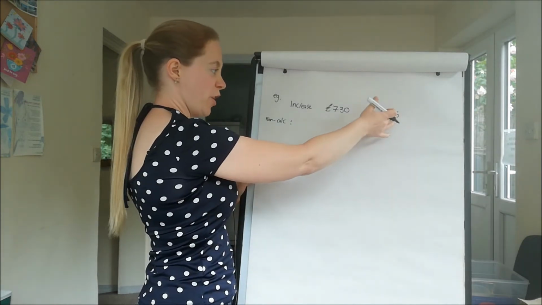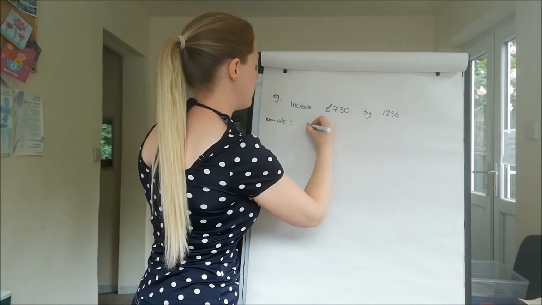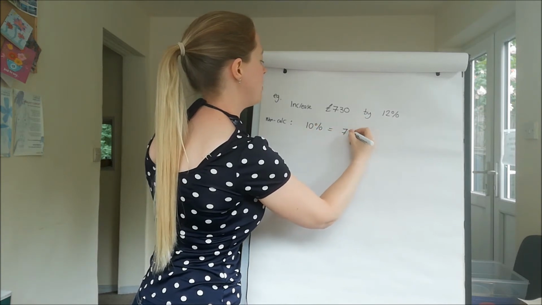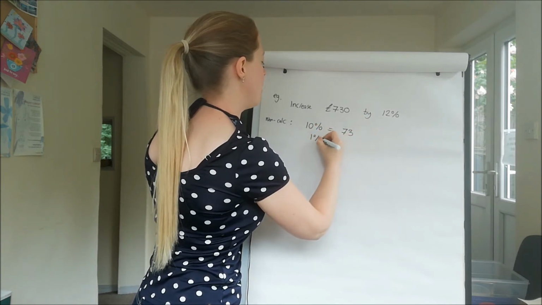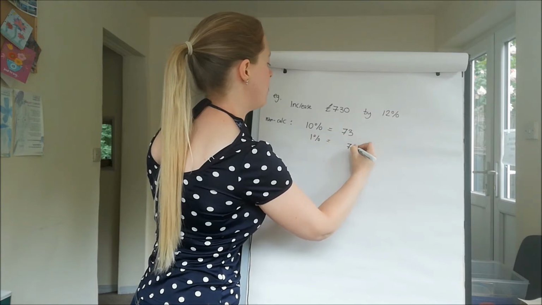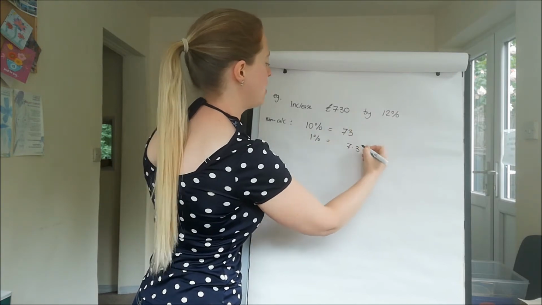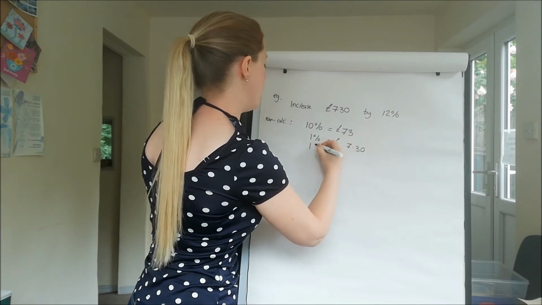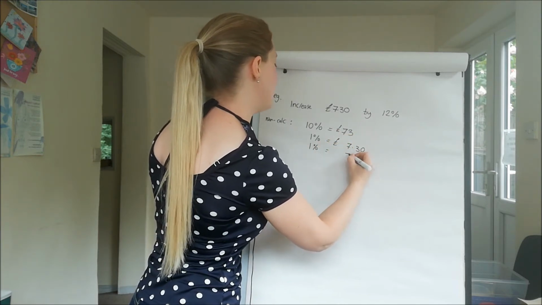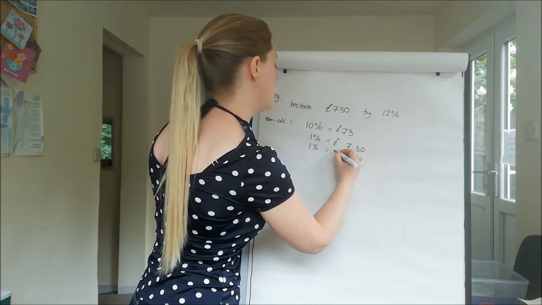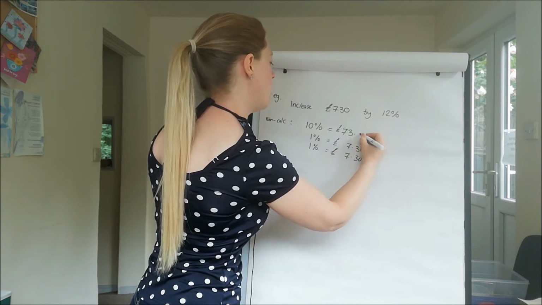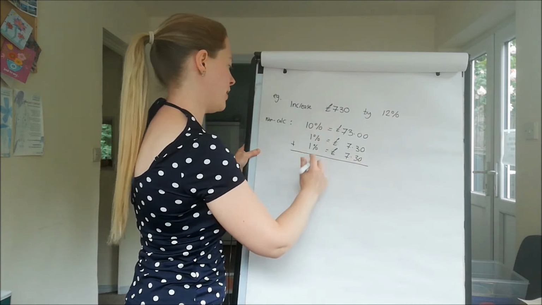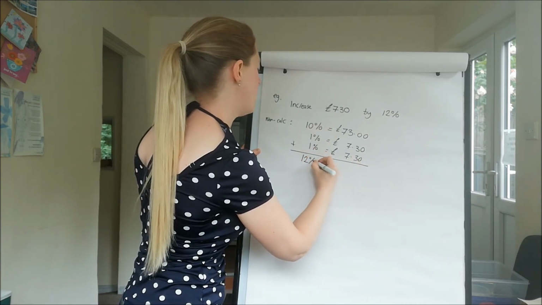So we would need to first of all find 12% if we were doing it without a calculator. So 10% would be 73. So 1% would be 7.3, or in this case, because it's currency, £7.30. Another 1% would be another £7.30. So that 12% would be all those things added together.